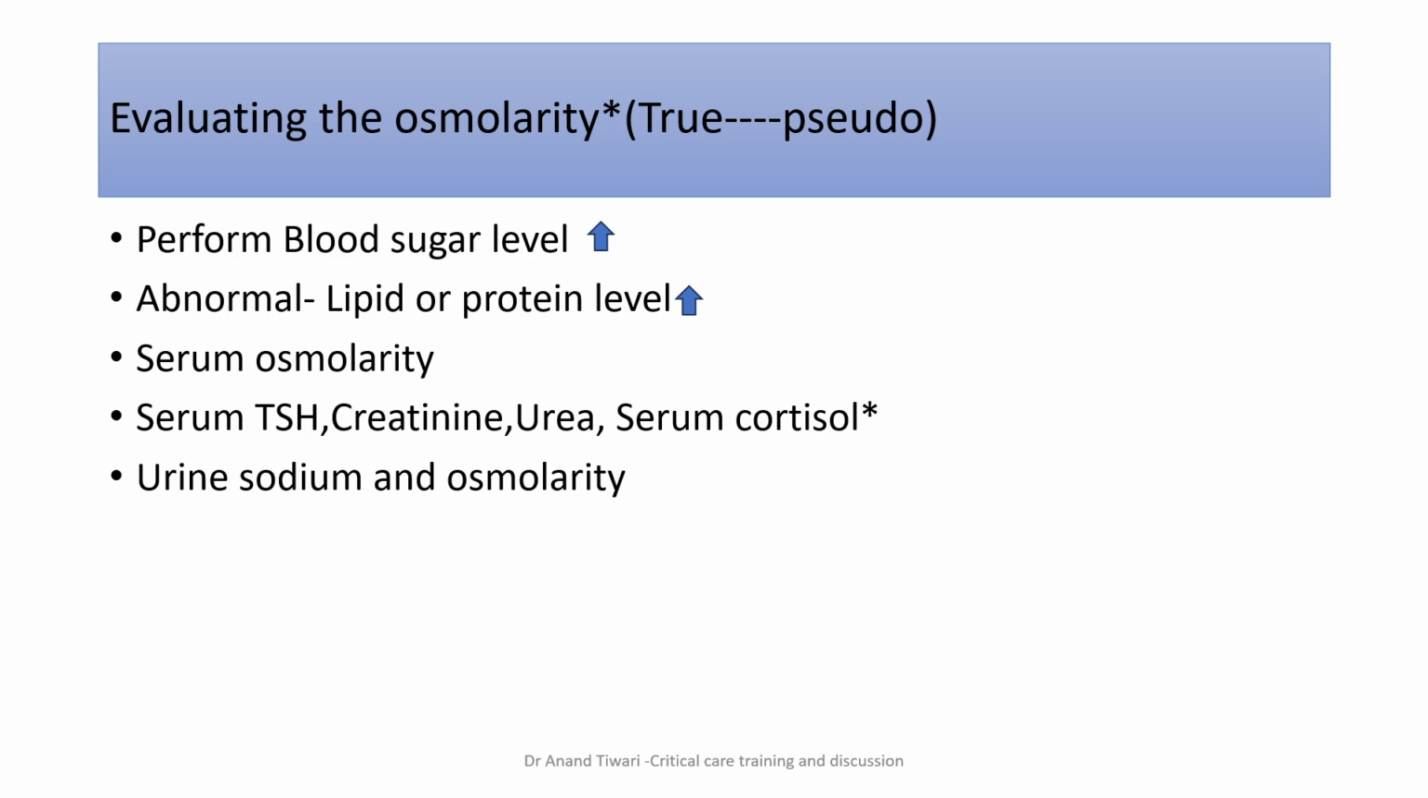Another important thing is to measure the serum osmolarity or get it from the lab. The most important investigation not to forget is the blood sugar level, the lipid and protein level. Sometimes you may get pseudo-hyponatremia because of an increase in blood sugar, lipids, hypertriglyceridemia and proteins. The other investigations which are of much importance are to send the urine sodium and urine osmolarity, serum thyroid stimulating hormone, creatinine, urea and serum cortisol. So these are an important panel to be sent for planning the treatment.